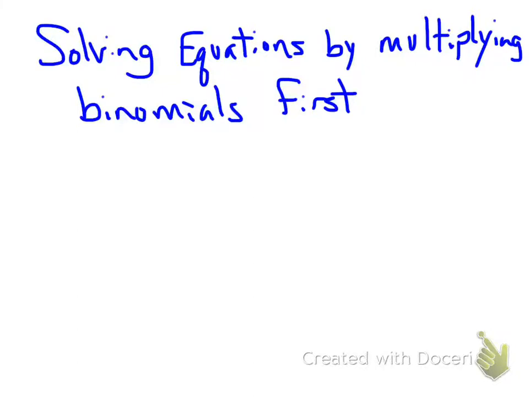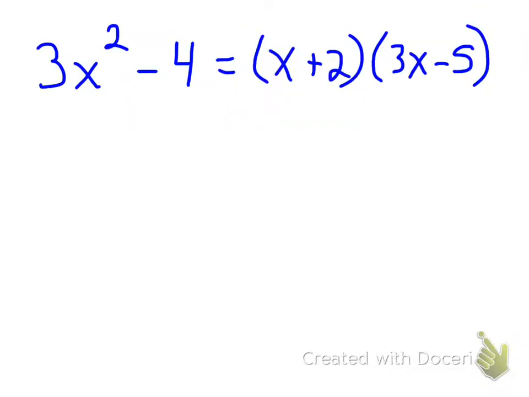This video is going to be on solving equations by multiplying binomials first. I'm going to go over two different examples. For the first one, we have a problem like this: 3x squared minus 4 equals quantity x plus 2 times quantity 3x minus 5.